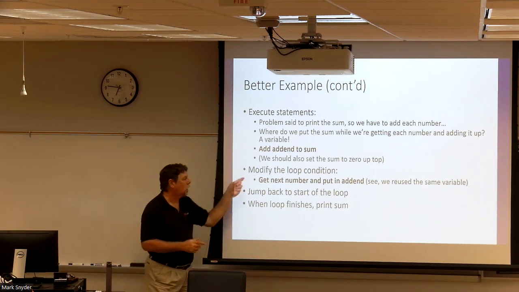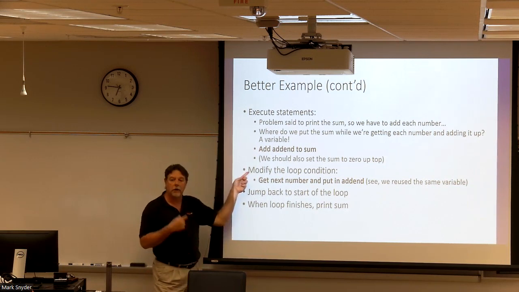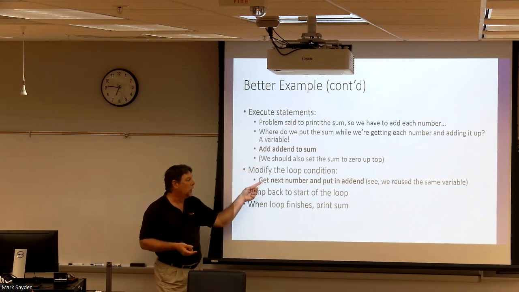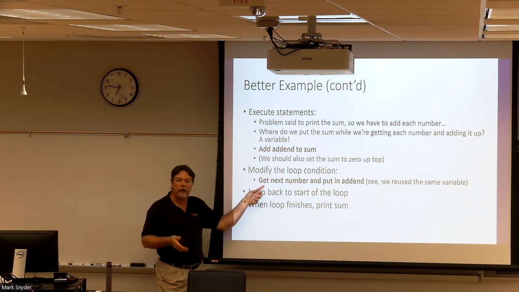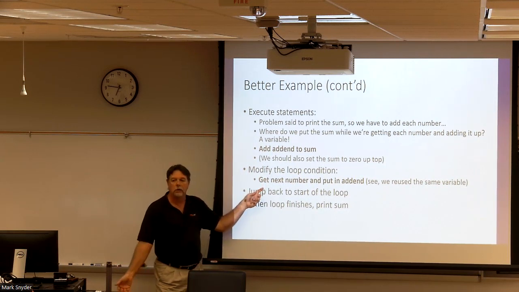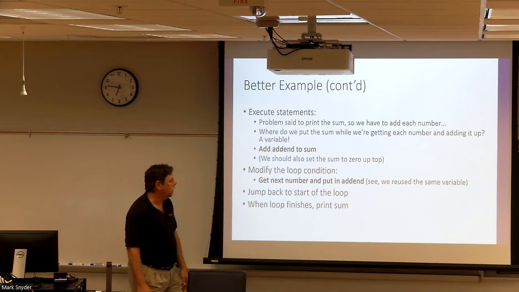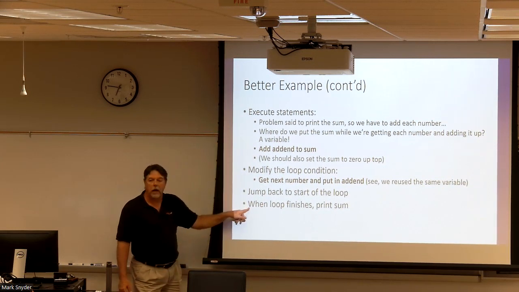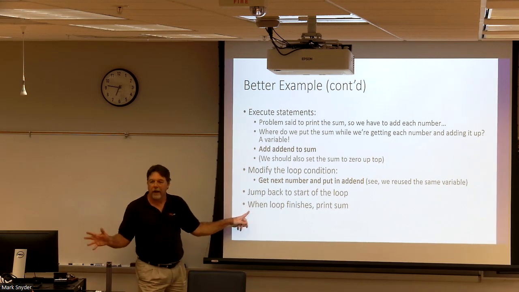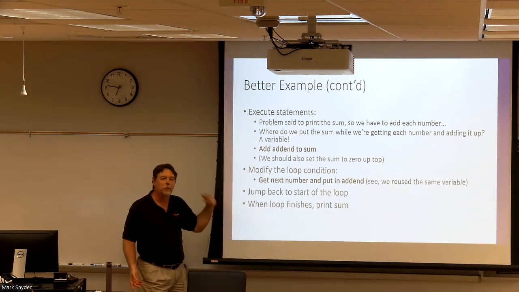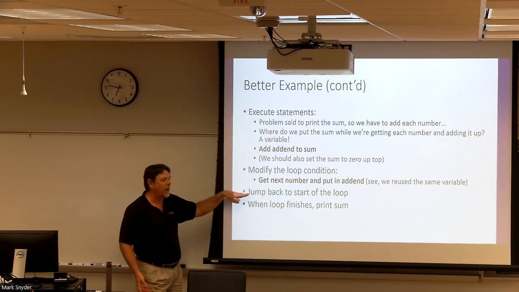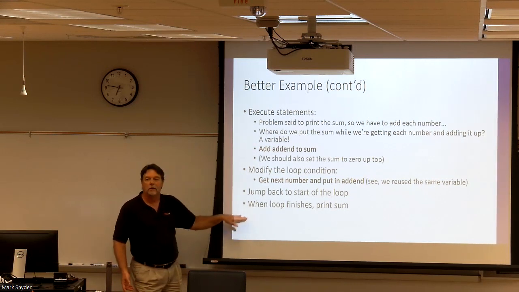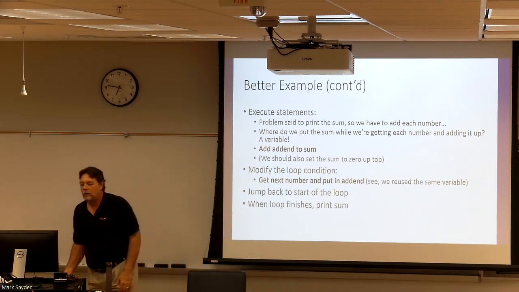So, modifying the loop condition, we also have to do that inside the loop. In this case, that's simply getting another number from the user. Give them another chance to enter something. We jump back to the start of the loop and we're done. Don't forget to print your answer at the end. We did all that work to ask for the numbers and add them to our sum, so after we exit the loop, make sure you print the sum.